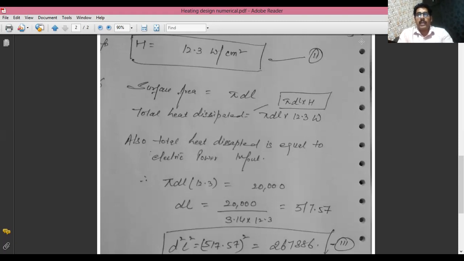Now coming quickly to the next part, we have a second numerical, and in this second numerical we are dealing with the induction type furnace, and we will see how induction type furnace heating numericals can be solved.